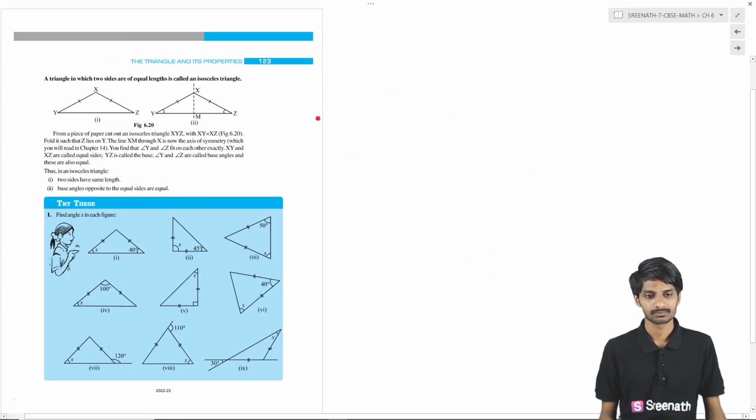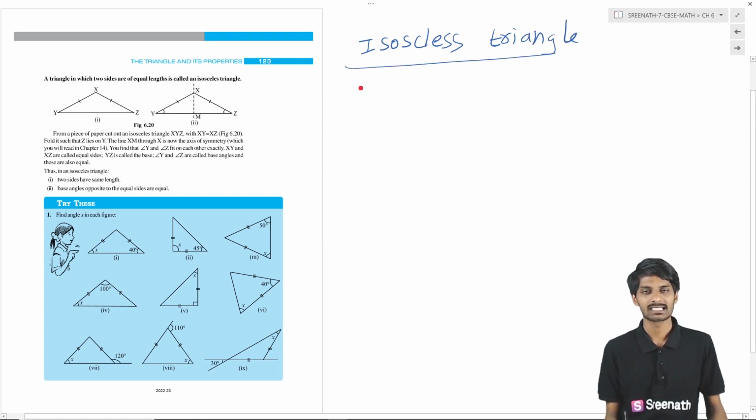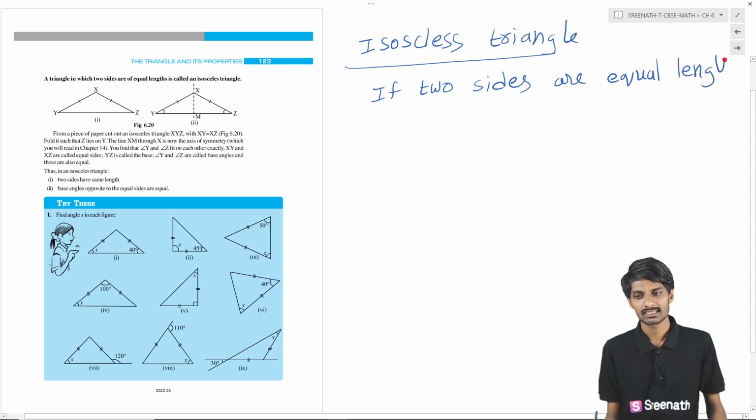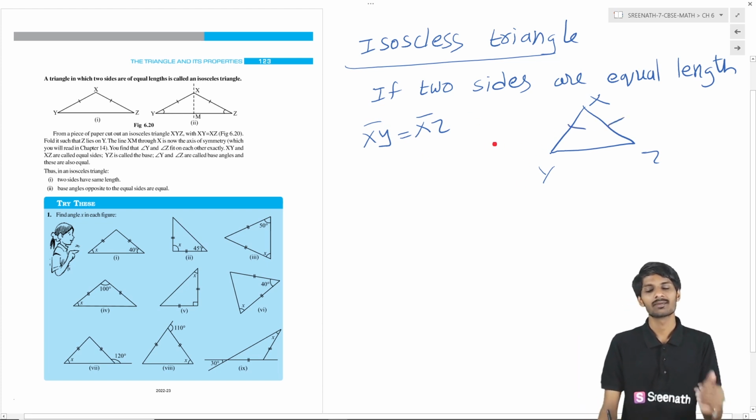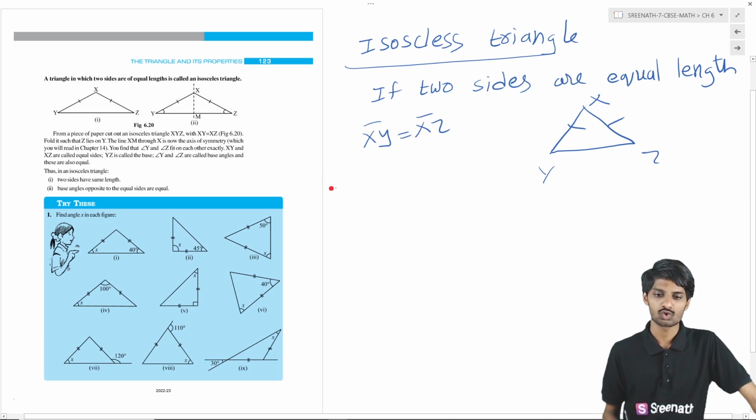Now we will discuss the isosceles triangle, students. What is an isosceles triangle, students? Suppose in a triangle two sides are equal in length, then we say the triangle is isosceles. Suppose you take a triangle like this, X, Y, Z, in this triangle, if XY is equal to XZ, these two sides are equal in length, then we say that this triangle is an isosceles triangle, students.